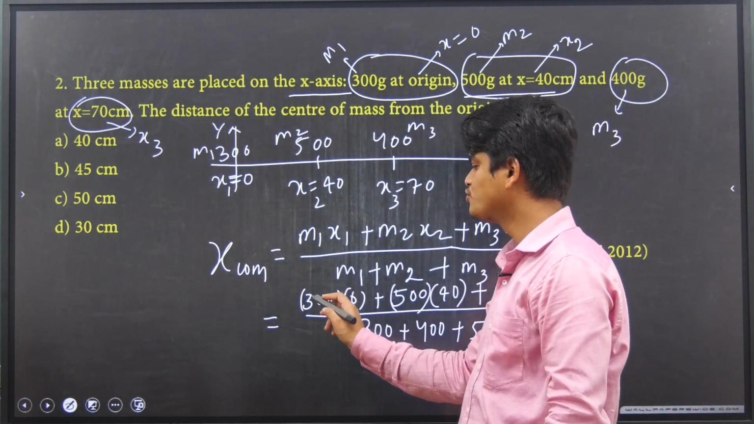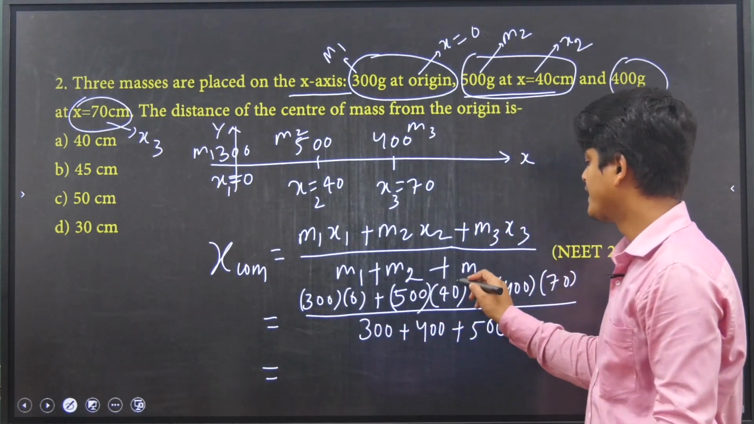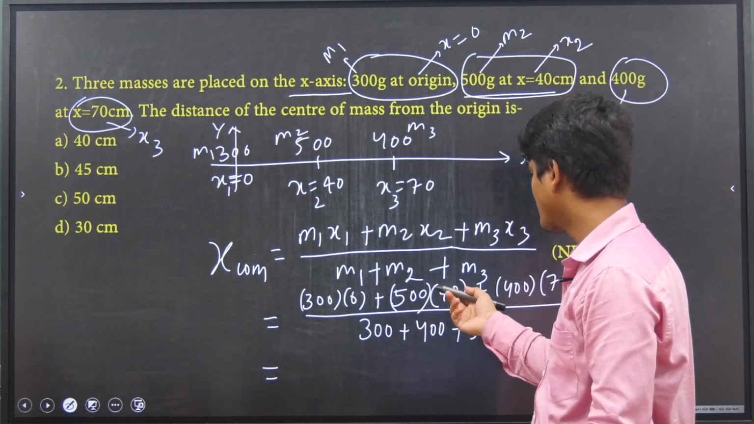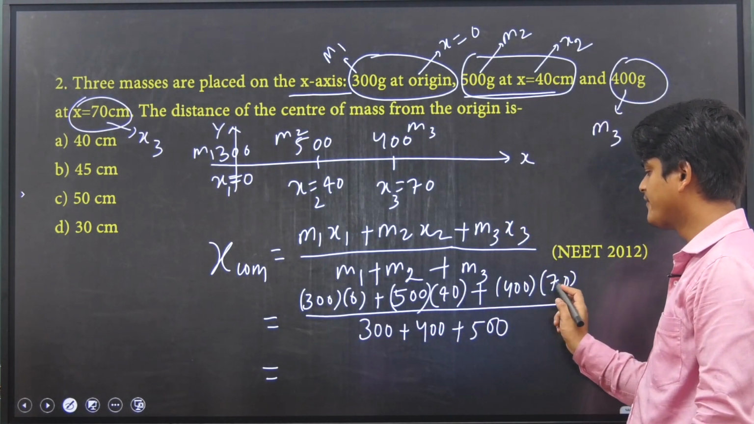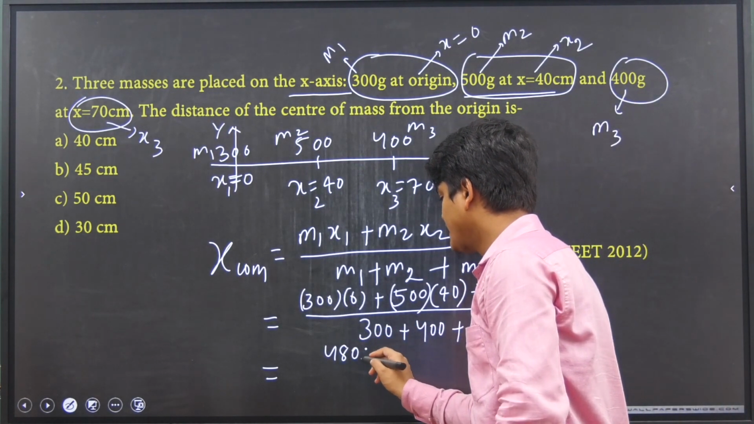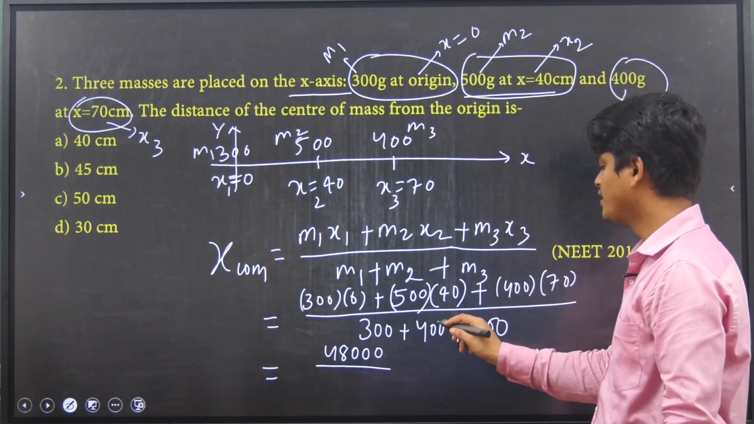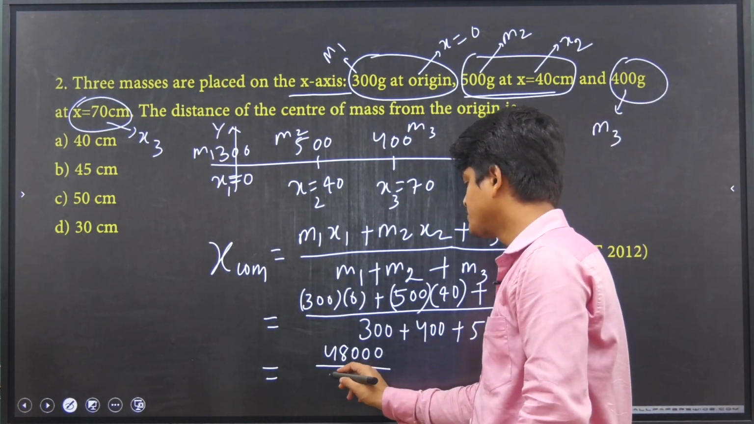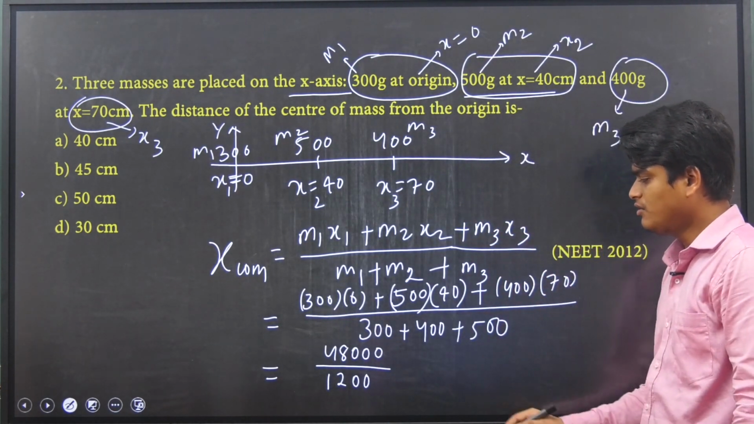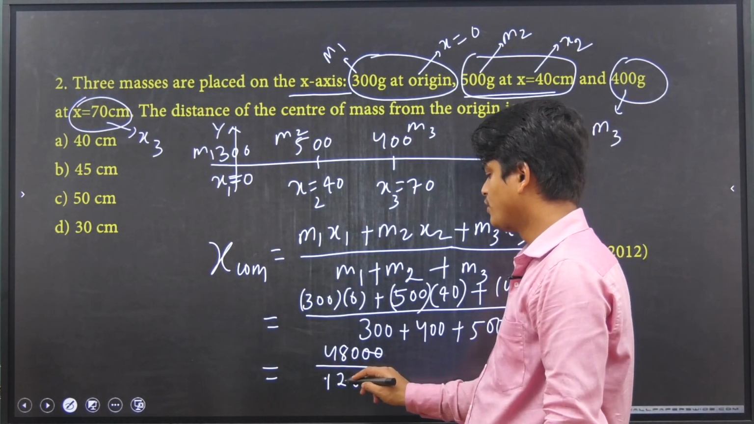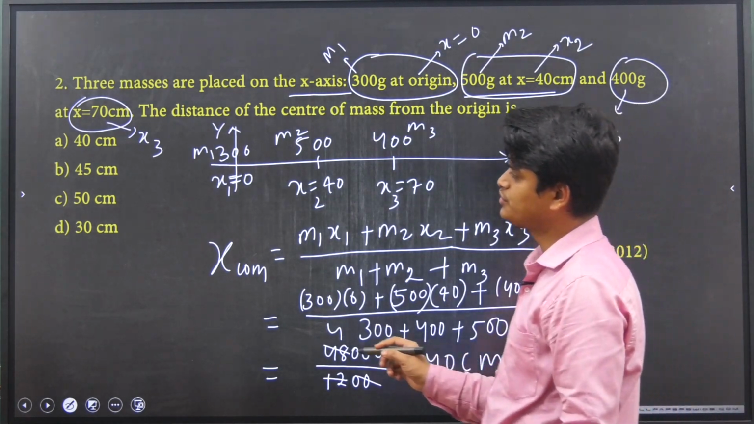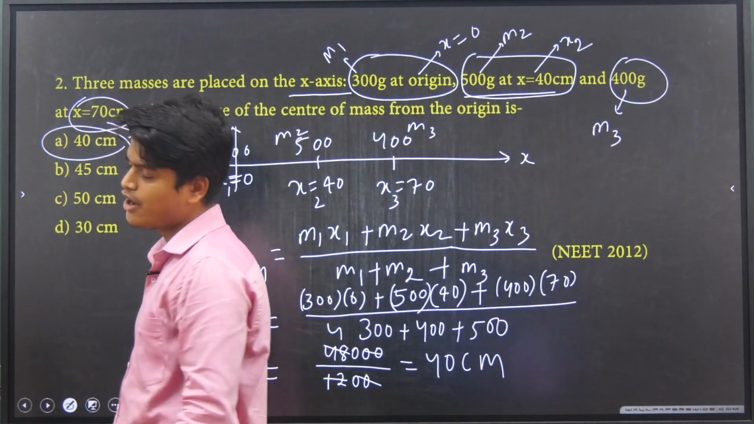Now definitely this will come to 0, so this one I no need to count. And this one if I check, here 4 into 5, how much is that? 20, so it will come around 20,000. And here it is 7 into 4, 28, it will come 28,000. If I add everything, it will come 48,000 divided by 300, 400, 500. This will be how much? 1200. Now you can cancel here 1 0, and 12 will cancel 40 as 4, so the answer is coming how much? 40 centimeter. Now check which option? Your option is A. I hope everybody understands.